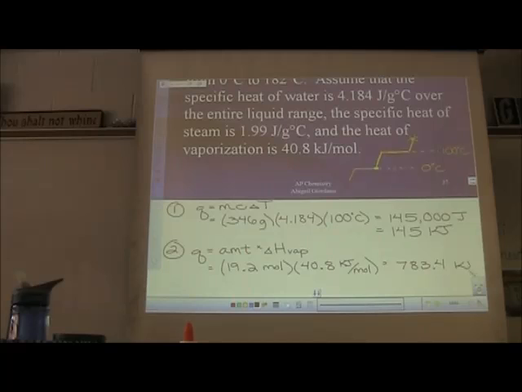Okay, I will tell you, sometimes heats of fusion and vaporization are given in something per mole, sometimes they're per gram. If this was given per gram, then I wouldn't have had to make this change.